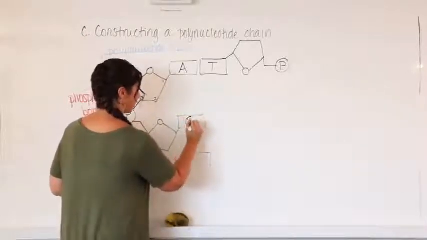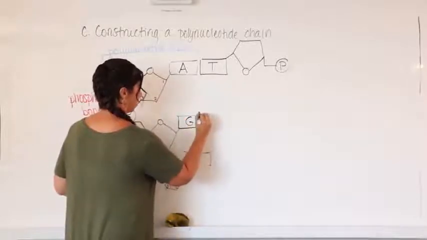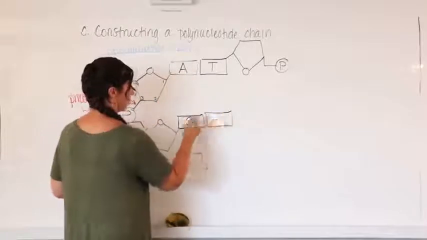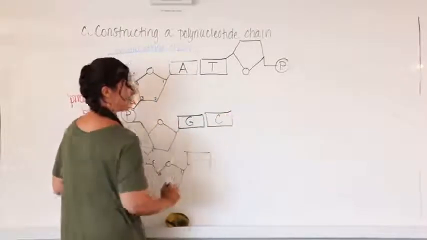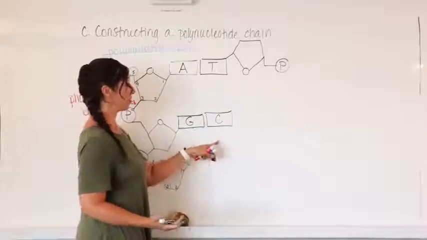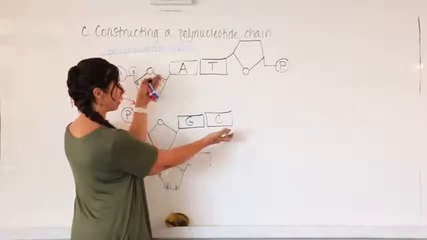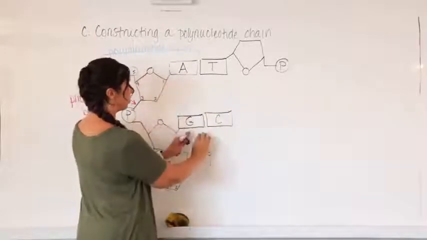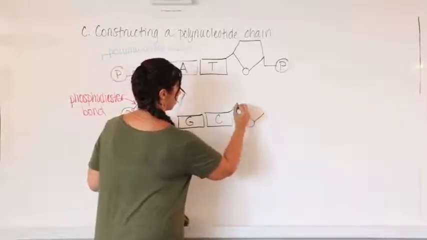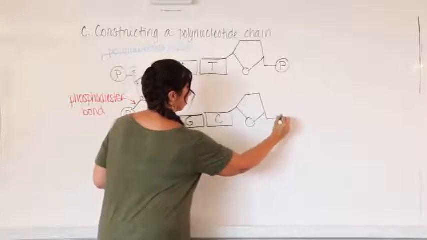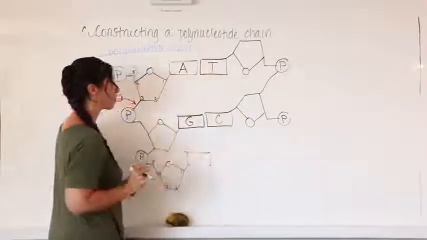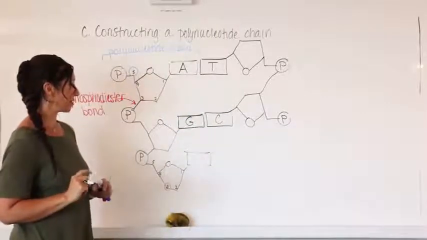So if this was a G, G's can only connect, complementary bind, with C's. C's can only go with G's, G's can only go with C's. These are your 4 nucleotides. A's and T's always go together, G's and C's always go together. And so here is my next. It's going to be a longer bond right there. There's my polynucleotide, or my phosphodiester bond right there.